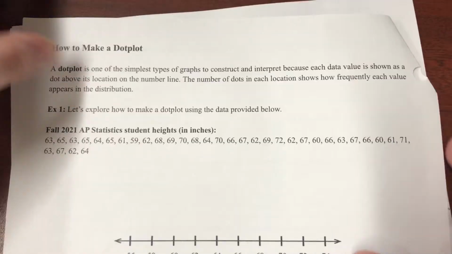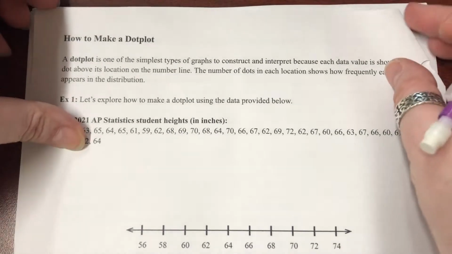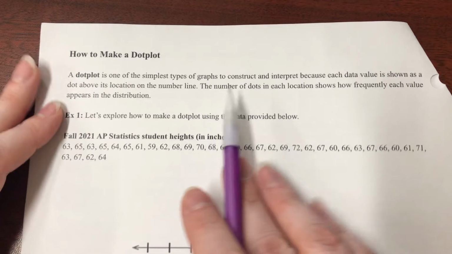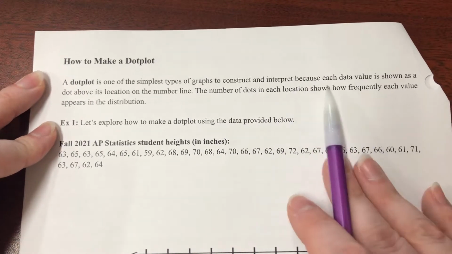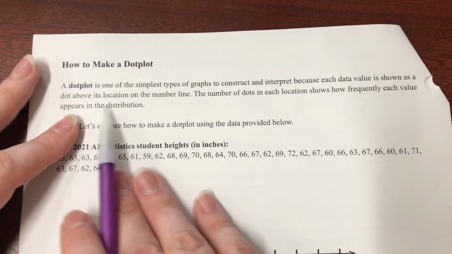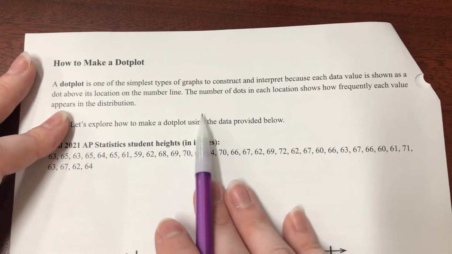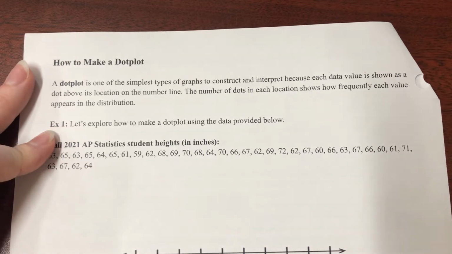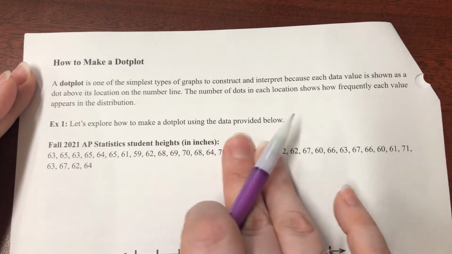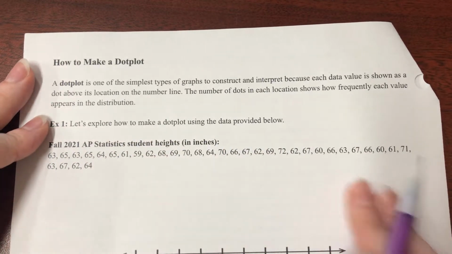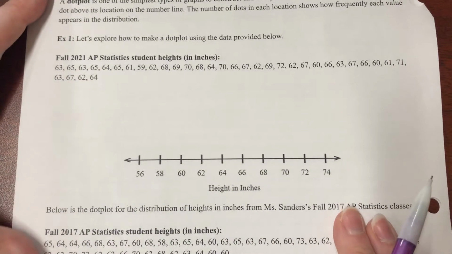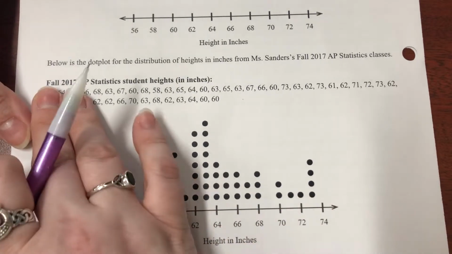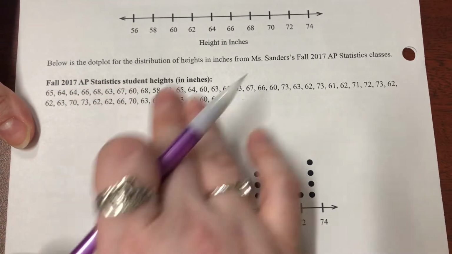We're going to start off with how to make a dot plot. A dot plot is one of the simplest types of graphs to construct and to interpret because each data value is shown as a dot above its location on the number line. The number of dots in each location shows how frequently each value appears in the distribution. So let's explore how to make this dot plot using this data. I've already created a number line for us. And as you can see down below, I've created the dot plot for the Fall 2017 AP Statistics student heights.